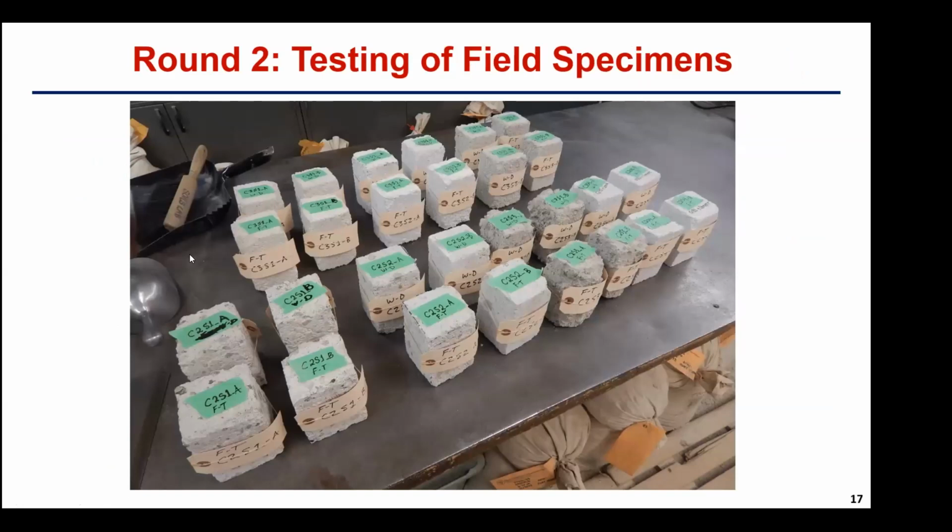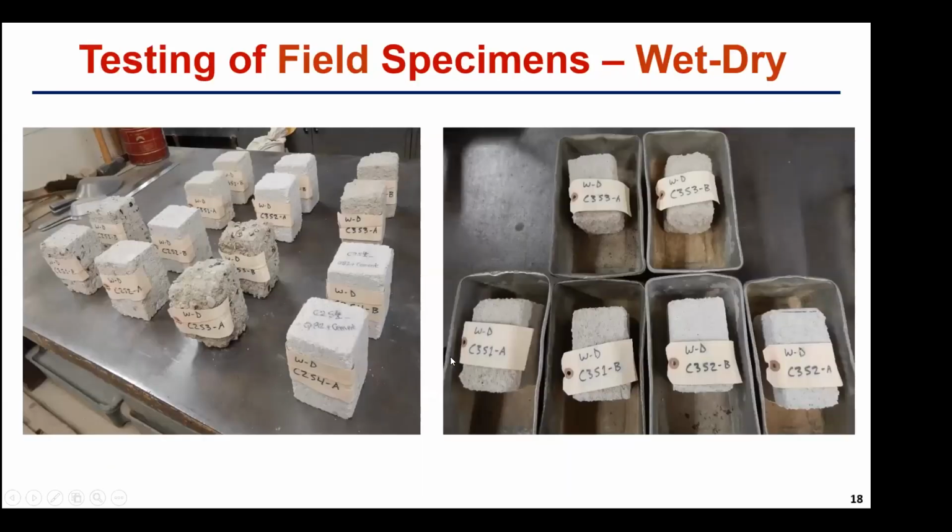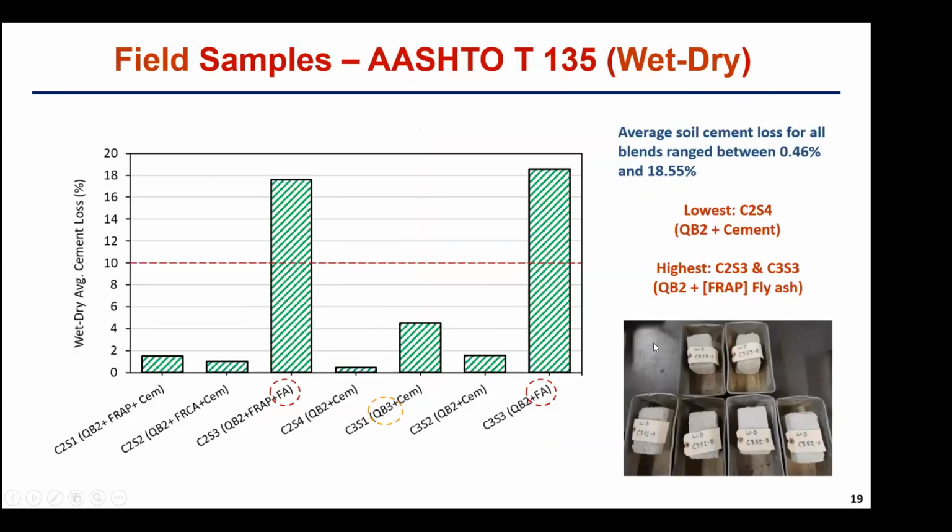All right, round 2 of testing, which is the more interesting results, was actually for the samples that were extracted from the field. These are the different combinations of materials that were tested for the freeze-thaw durability. It's the exact same procedure that I showed before, but we can see first some samples of the wet-dry durability at the beginning of the test, and then after the end of the test. And these are the results after 12 cycles of testing.